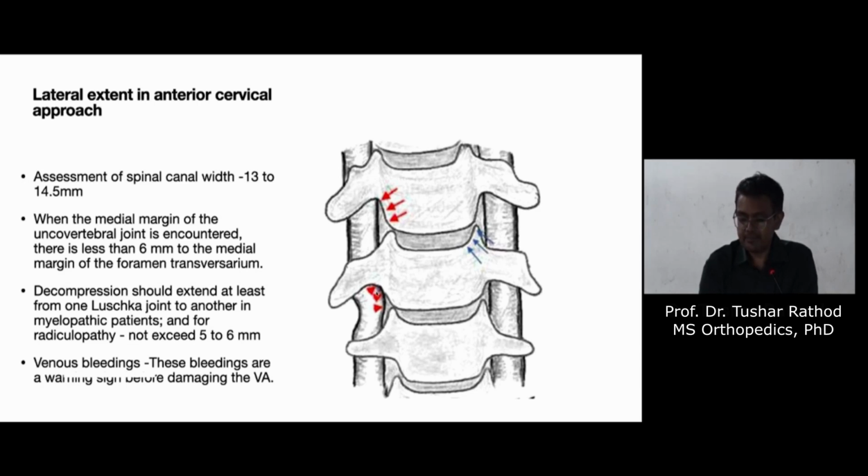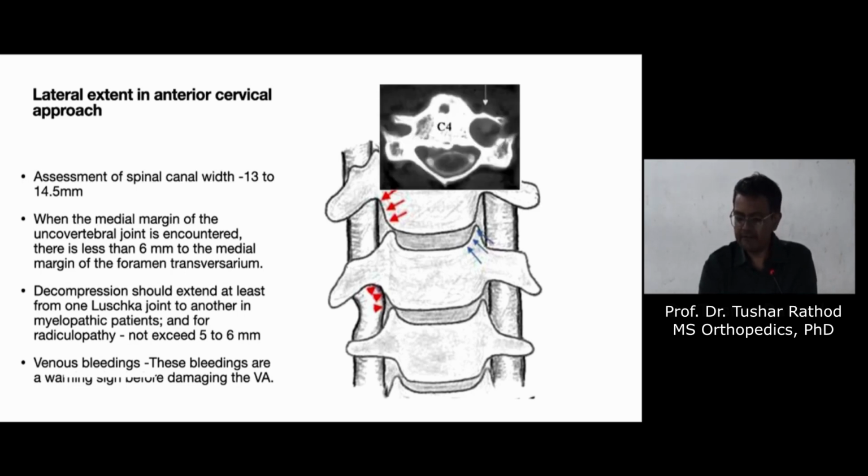Sometimes the vertebral artery has a kinking, in which it comes medial to the uncovertebral joint, and if you are not aware of that, you can easily injure it. The other important thing is that sometimes the vertebral artery can have a loop inside the vertebra. If you are not seeing your preoperative imaging properly, and you go on doing a corpectomy as you do in the standard approach, then you will land up in a foramen and cause an injury to the vertebral artery.